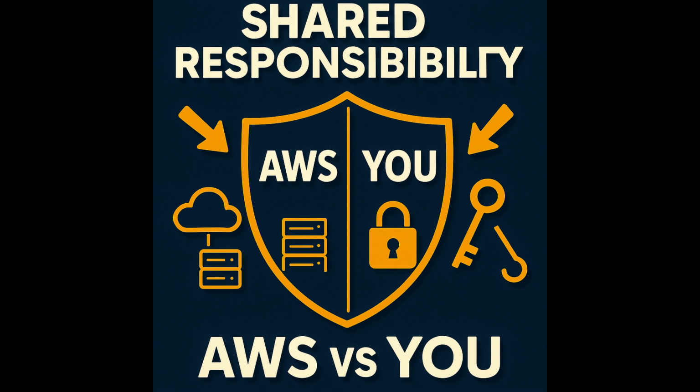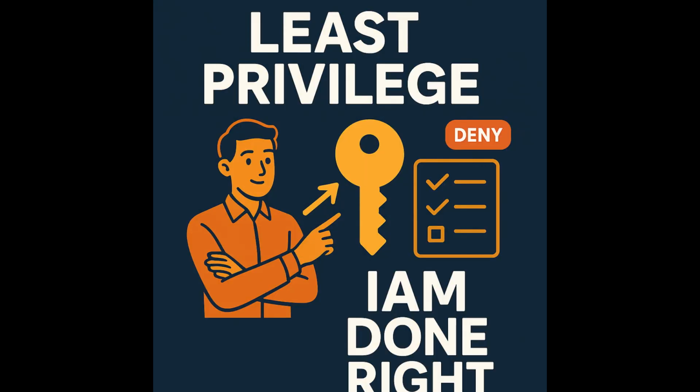AWS manages the underlying infrastructure, including physical data centers, hardware, and global networks. Your responsibility covers data, IAM configurations, network rules, and application security within your deployed resources. This clear division is a cornerstone of cloud security.